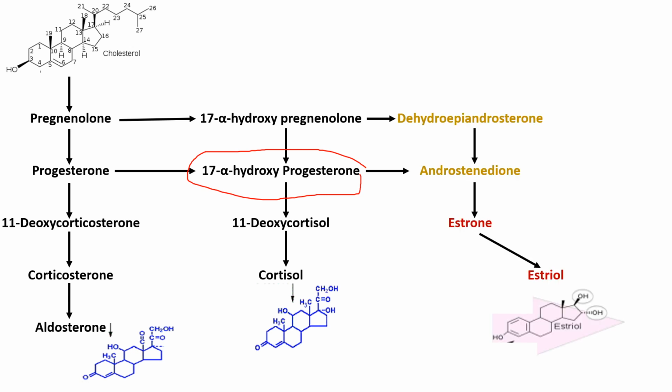Similarly, 17 alpha hydroxypregnenolone can be converted into dehydroepiandrosterone, and dehydroepiandrosterone can be converted into androstenedione. This again we can get by two different ways, either this way or from the progesterone way.